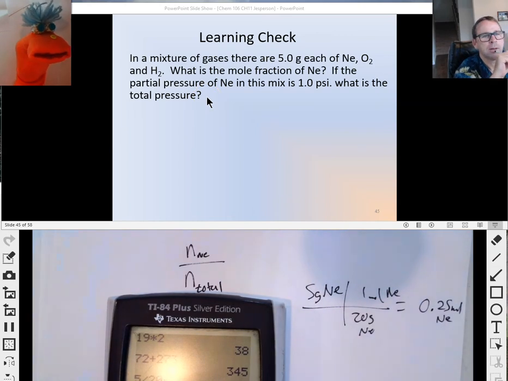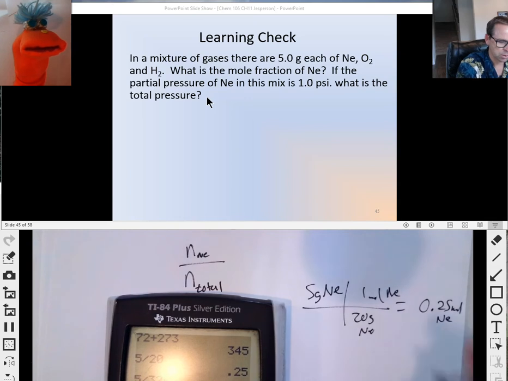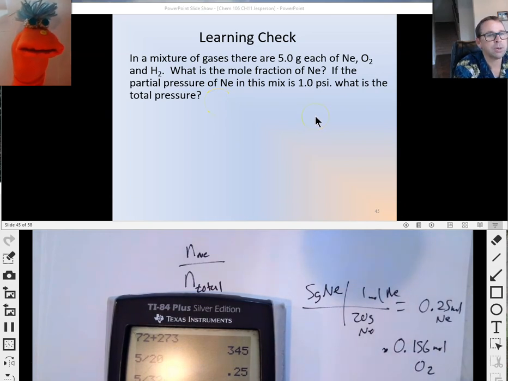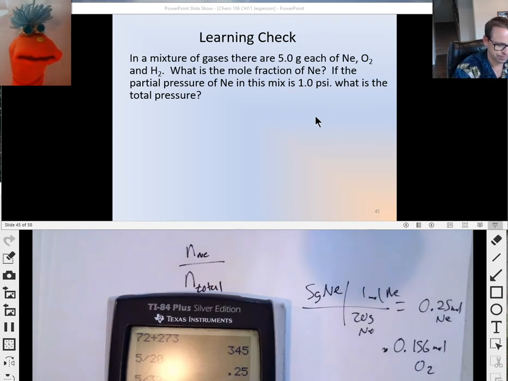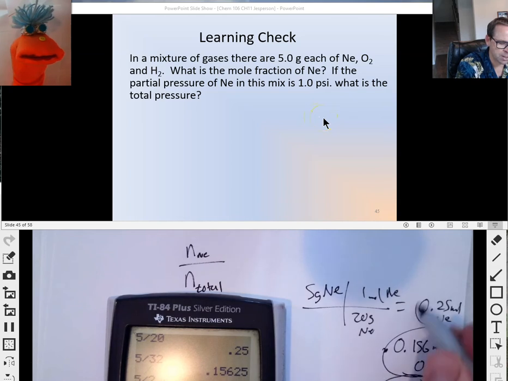All right. How would I do it for oxygen? Well, same thing, just divide by 32. So 5 divided by 32, that's the molar mass of oxygen. 0.156 moles of oxygen gas. And then what? Same thing for hydrogen, just 2. So 5 divided by 2, 2.5 moles of hydrogen gas. So I got 2.5, 0.156, and 0.25.